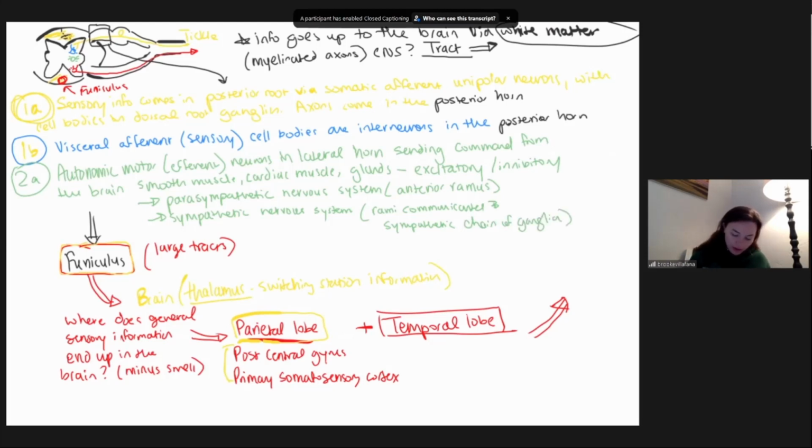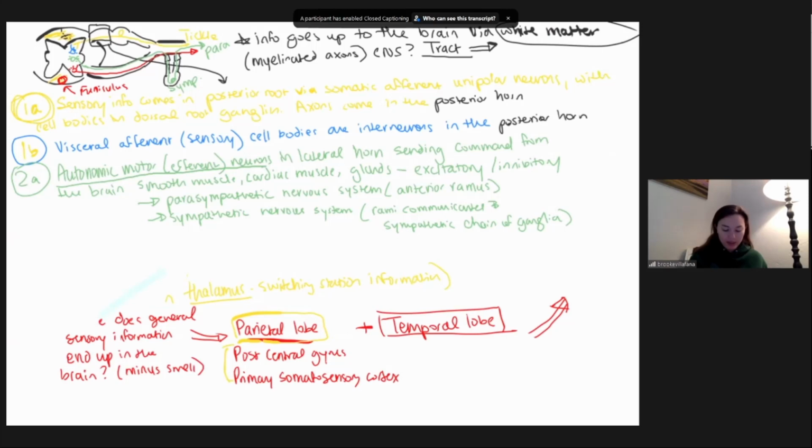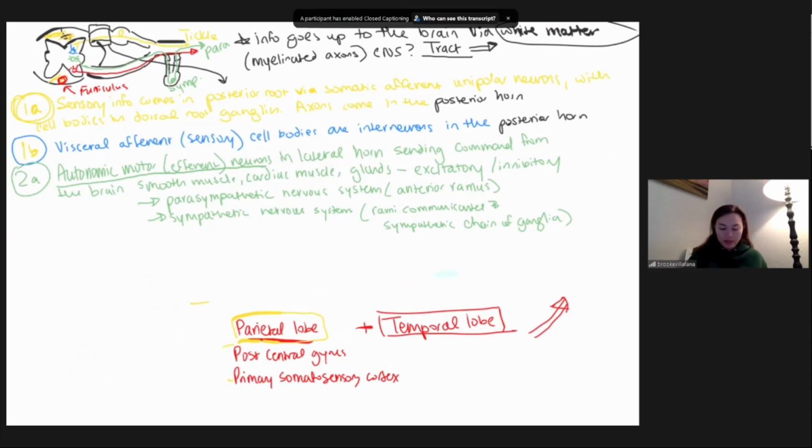So down here, my little rami communicantes, sympathetic chain of ganglia is what I'm talking about here. I'm going to draw a little green, and I'll draw it kind of coming into here. And then I'll also draw it going out. So again, this would be para, this would be symp. So sympathetic and parasympathetic divisions of the autonomic motor nervous system. And we'll talk about that again on Monday when we talk about autonomic. So that's the autonomic side for motor.